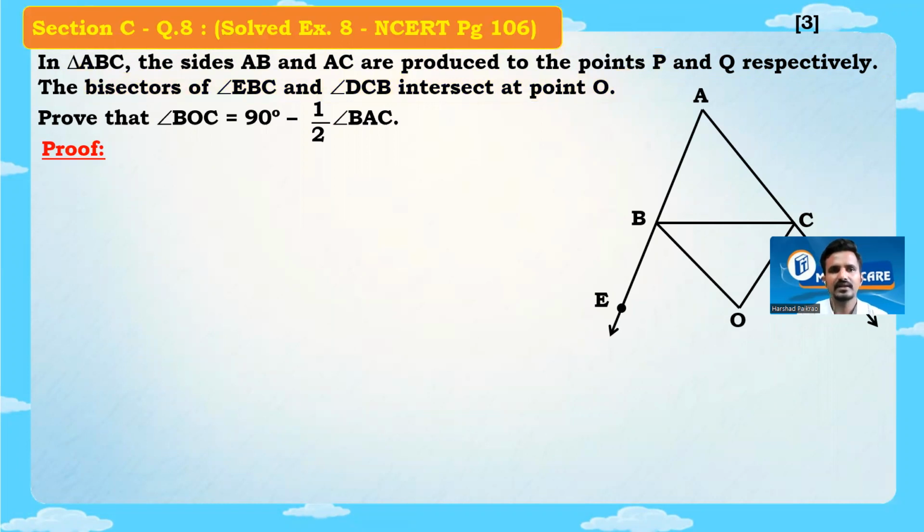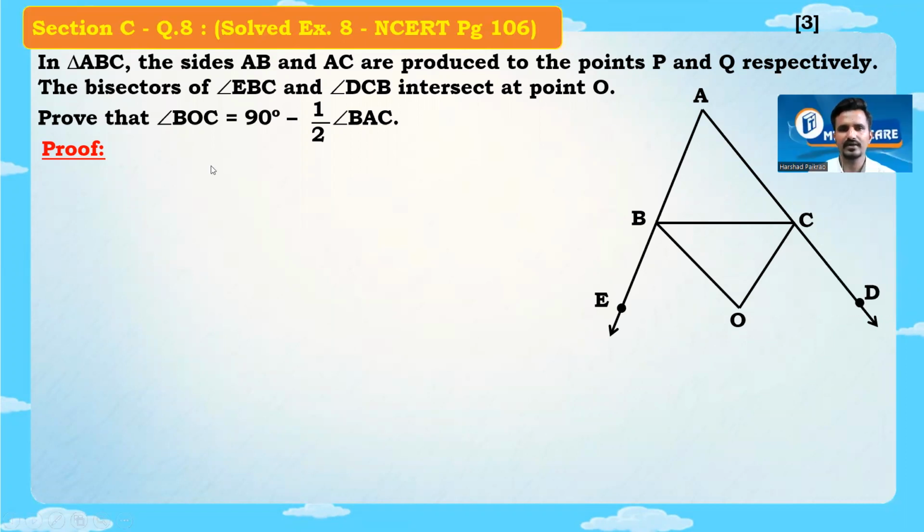In triangle ABC, the sides AB and AC are produced to points D and E respectively. The bisectors of angle EBC and angle DCB intersect at point O. Prove that angle BOC equal to 90 minus half of angle BAC. So in this question, we have to prove something. First of all, look at the figure. We have the bisectors of angle EBC and angle DCB. The moment we get a bisector of an angle, we know that the bisector will divide the angle into two equal parts. So let us say the two parts have the measure x. So we can say let angle OBE equal to angle OBC equal to x.